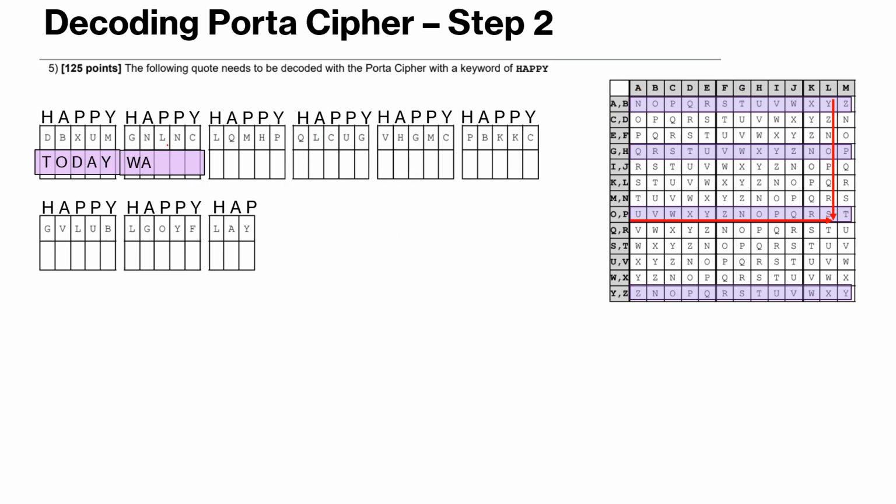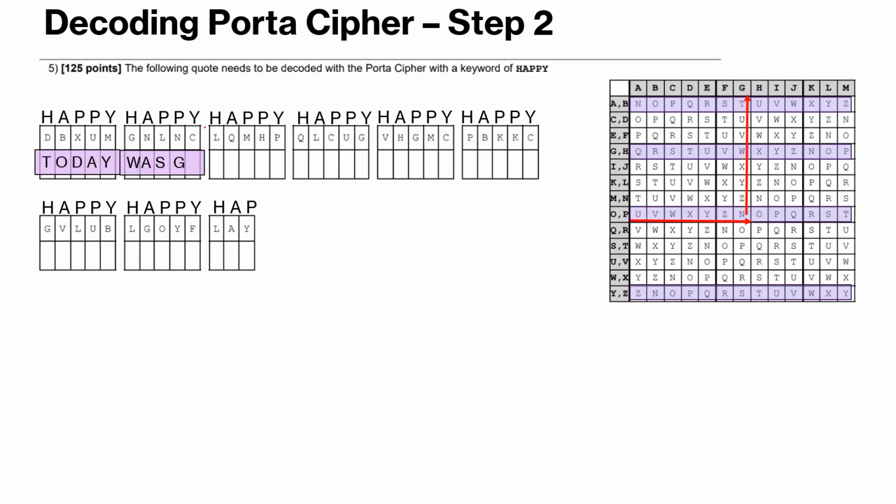Similarly, for L here, the intersection here is S, so it means S is the plain text for L. So there is some sentence emerging out here. Today was, let us see here for, we are looking at the P row here again, and we are looking for N. So we find N here, which means that the corresponding column header G is the plain text. So we can go on.